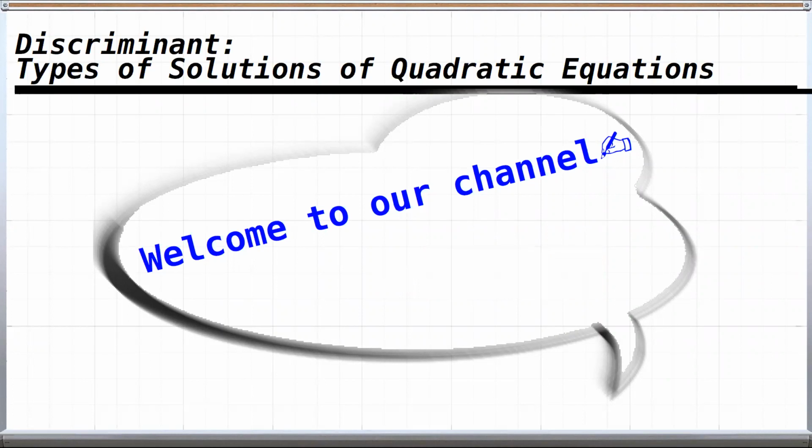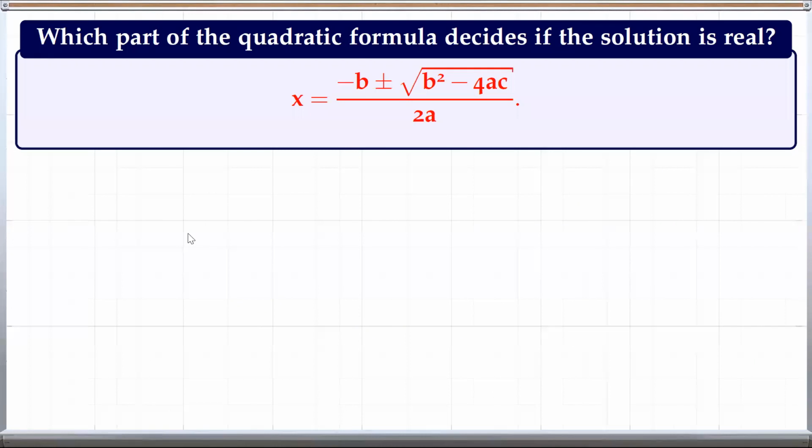In this video, we will talk about the discriminant of quadratic functions, and that will help us decide the types of solutions quadratic equations can have. First, let's look at the formula for the solution of a quadratic equation.